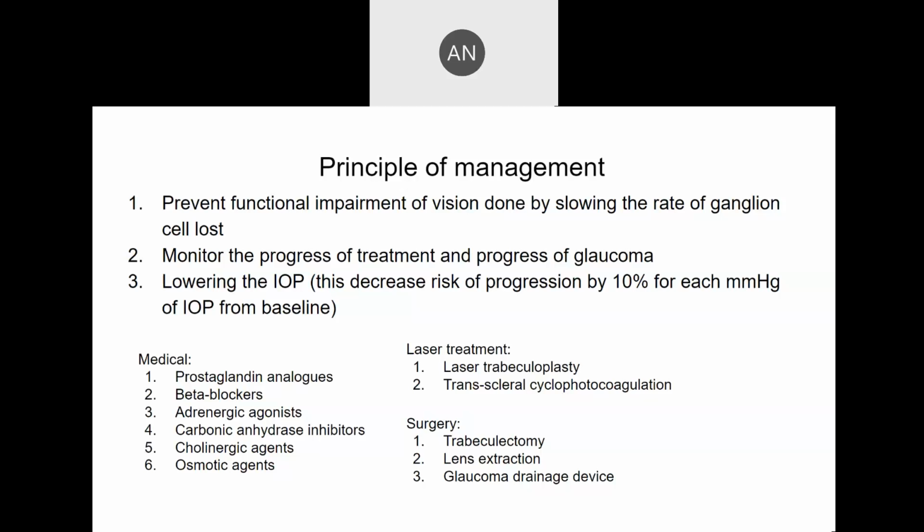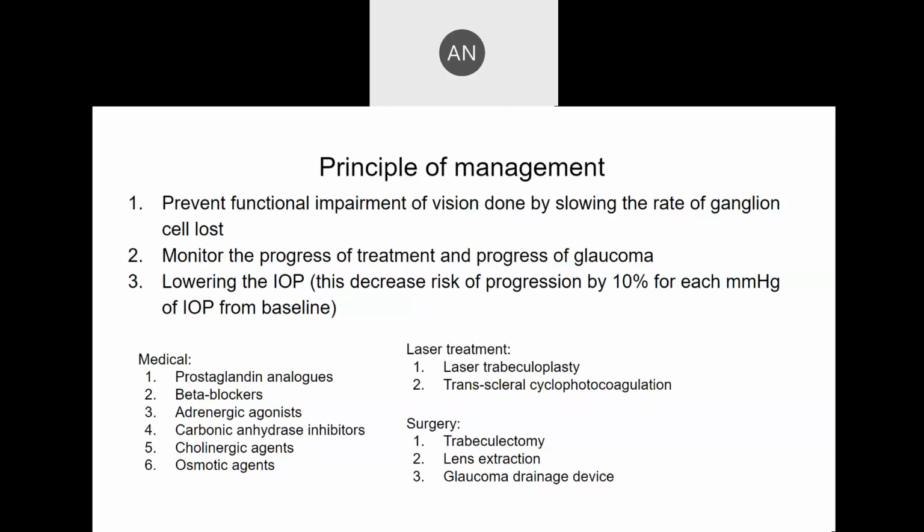It is mentioned that lowering the IOP will actually help decrease the risk of progression by 10% for each millimeter mercury from the IOP baseline. So you get the baseline from the first time you see the patient, and then the subsequent visit you see how much that the decrease of IOP from the treatment has done.